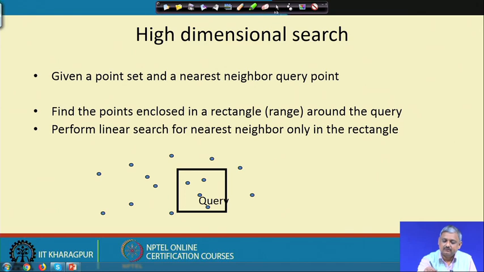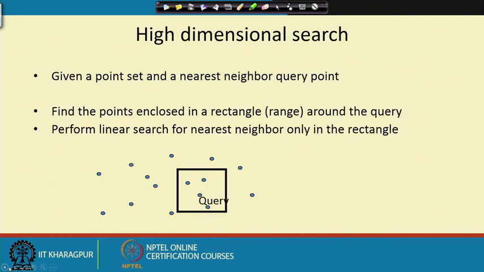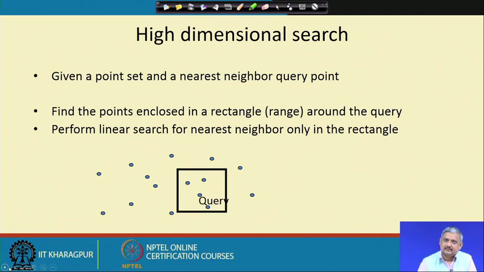So, let me tell you a data structure which does this. There is a data structure called the k dimensional tree, KD tree. Okay. Actually, you might have encountered this type of phenomenon in another context. If you have done a database course, you must know what an index is, specifically what a B plus tree index is, for example.